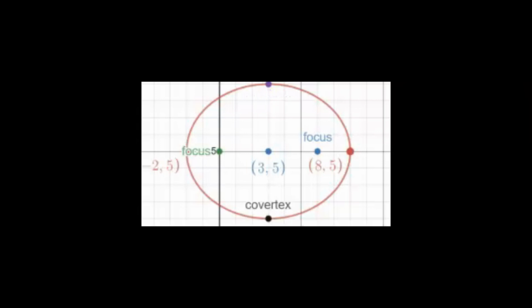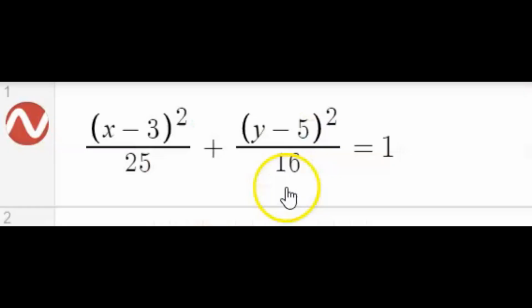Notice that that coordinate is 3, 9. So if we started at the center and we counted up to that coordinate, we'd have to count 1, 2, 3, 4 spaces. So there are 4 spaces between this coordinate 3, 5 and this coordinate 3, 9. What does that have to do with the equation? We notice that if we took the smaller denominator, this 16, and we took the square root, what's the square root of 16? 4. So that's the 4 that we're using to get from the center to that co-vertex.